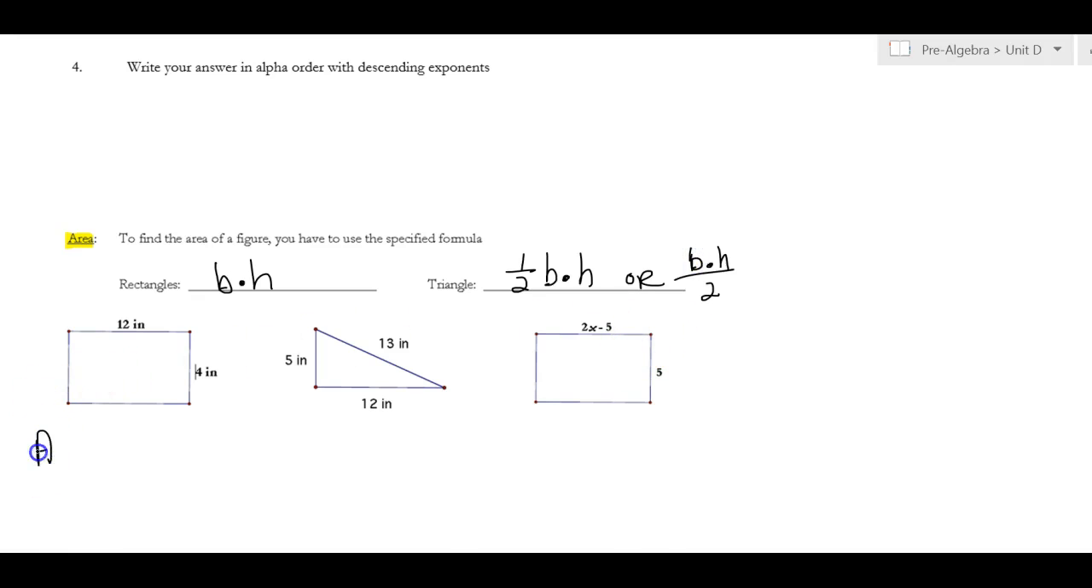So for this one, the rectangle, I'm just going to do 4 times 12 because my base and height, it doesn't matter the order of those, I just know I have to multiply them. So my area is 48 inches squared.